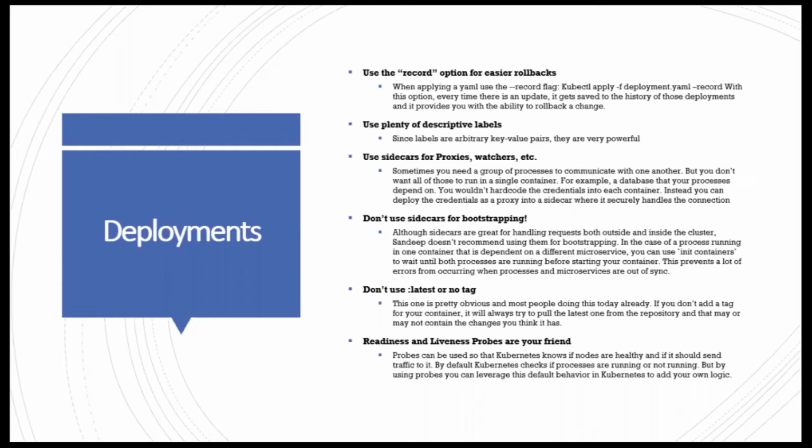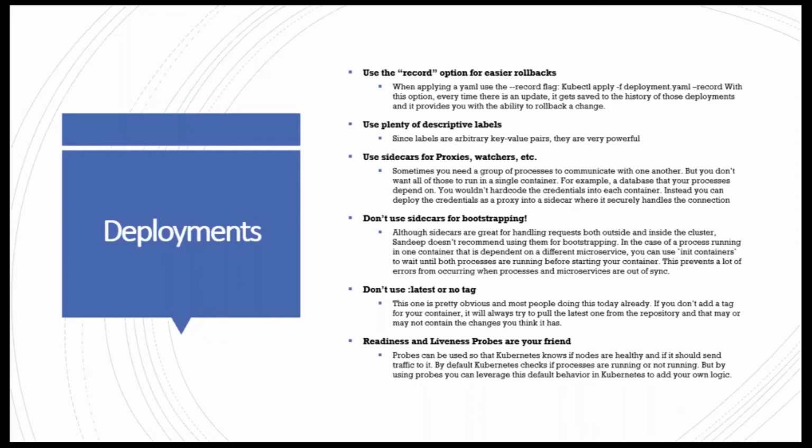Whenever you do a deployment, give the reason for the deployment, so that when you want to roll back to a previous version, it will be easy to track down a particular version and go to it. That is why you use the record option for easier rollbacks. Whenever you do a deployment, record the reason for it. I will show you how to record that when we go into the lab. So always do the deployment with the record option.